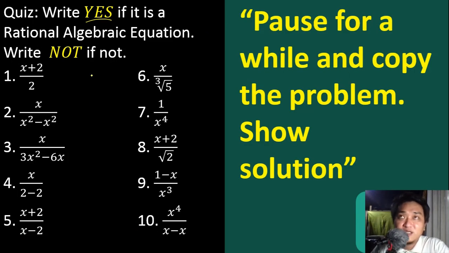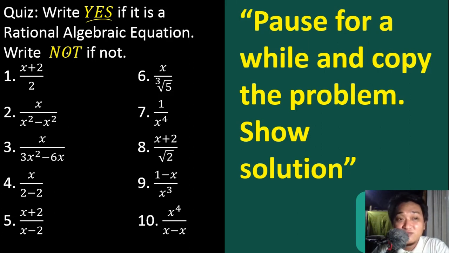Ang rule natin sa rational algebraic expression, unang-una at higit sa lahat, bawal yung zero denominator. Pangalawa, bawal yung mga radical sa denominator. Mga radical sign sa denominator. Kung may radical sign sa denominator, kailangan i-rationalize nyo muna yung kanyang denominator bago nating masabi na siya ay rational algebraic expression.